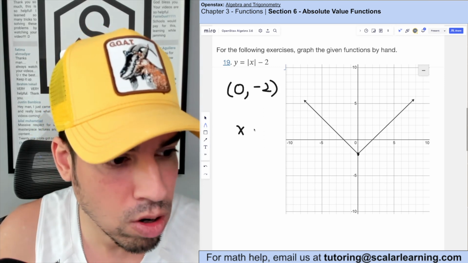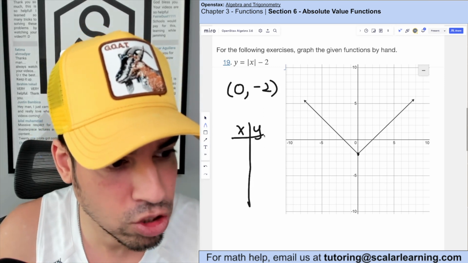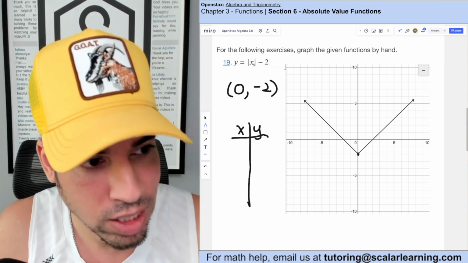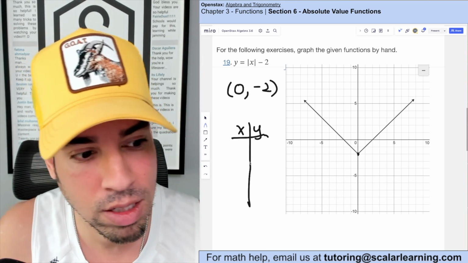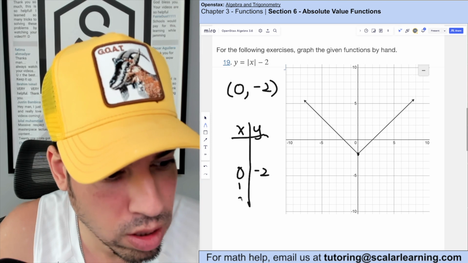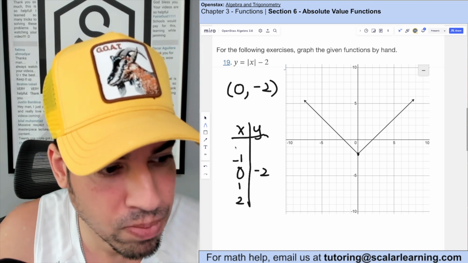So we started off with that nice vertex. And once again, just as a reminder, we got the vertex by figuring out when this absolute value expression is going to zero out. It's going to be when x equals 0. So we have our middle point. Then we can get a couple points to the right, 1 and 2, and to the left, -1 and -2.